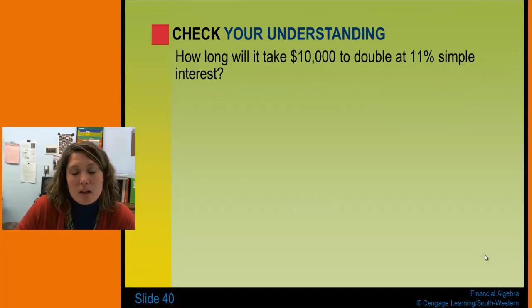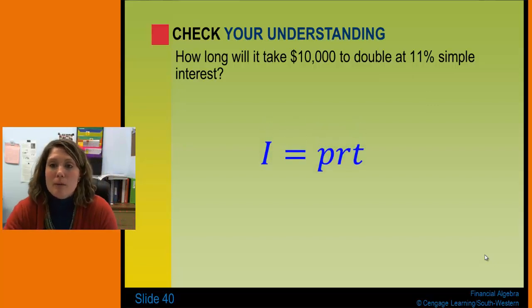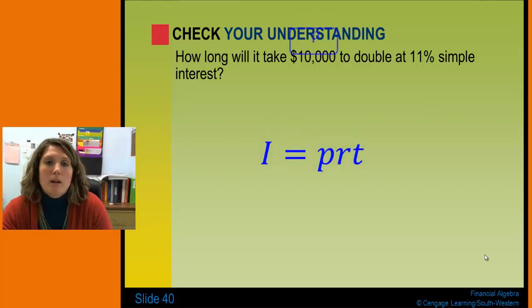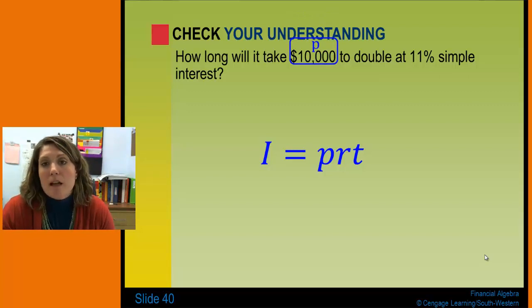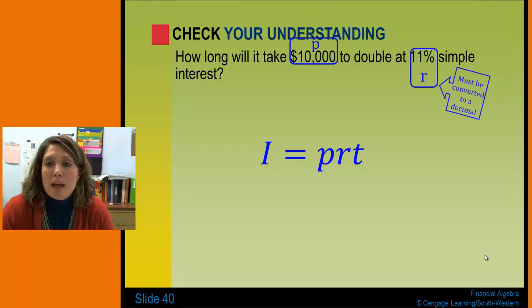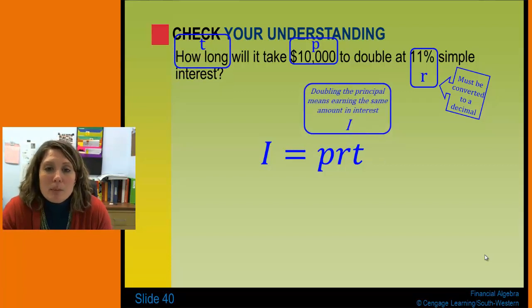So to check your understanding, how long will it take $10,000 to double at 11% simple interest? So we know that our principal, what we're starting with, is $10,000. We know that the rate is 11%, which will be converted to a decimal. We're looking for the time. And in this case, doubling the principal means earning the same amount in interest. So I need to earn $10,000 in interest.